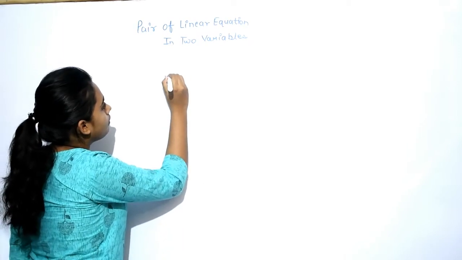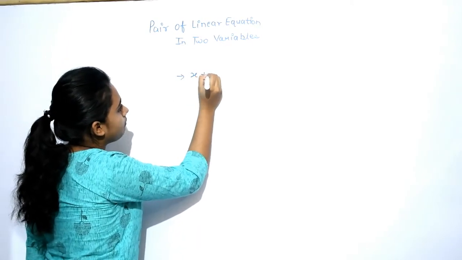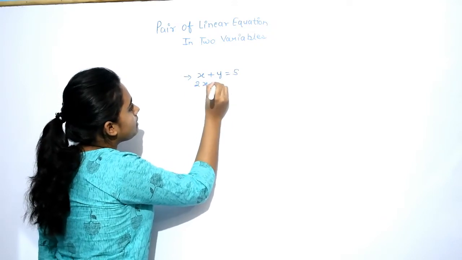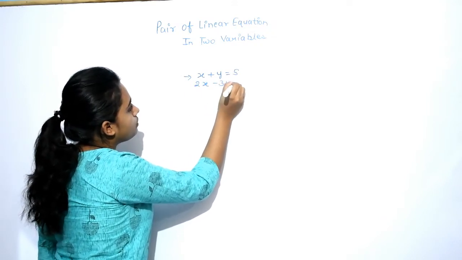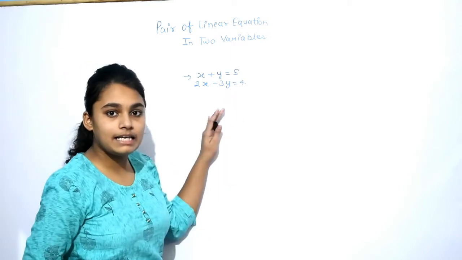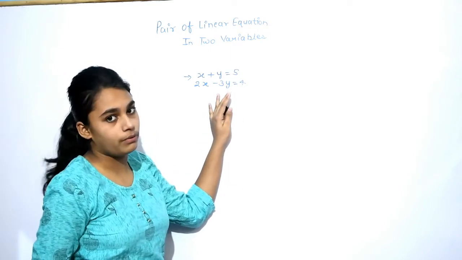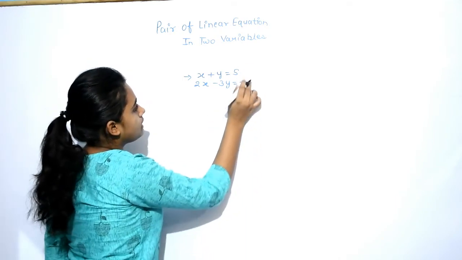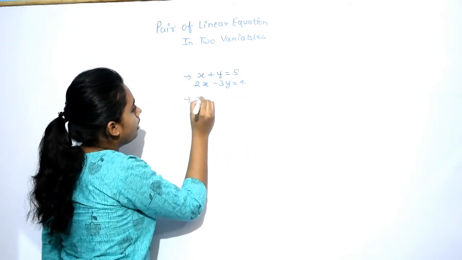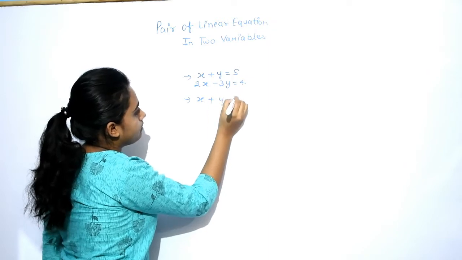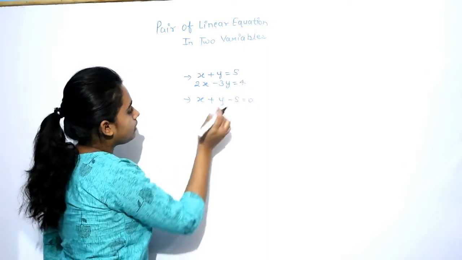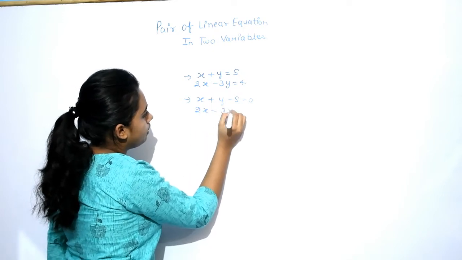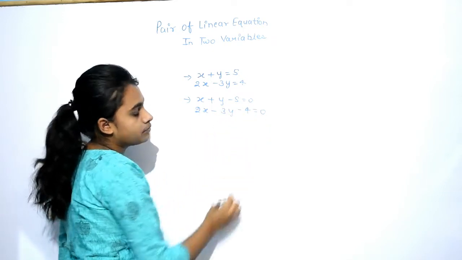In the first equation I am taking x plus y equals 5, and the second one is 2x minus 3y equals 4. As you are seeing here, this is another form of equation, just the reverse of the other methods. So these equations can be written in the form x plus y minus 5 equals 0, that is our first equation, and 2x minus 3y minus 4 equals 0.